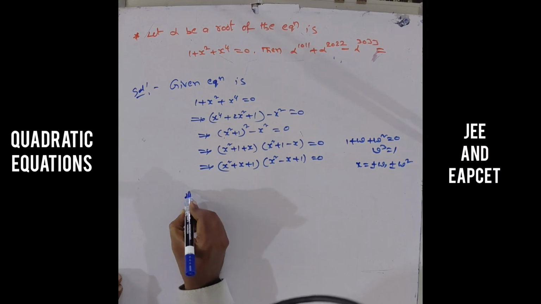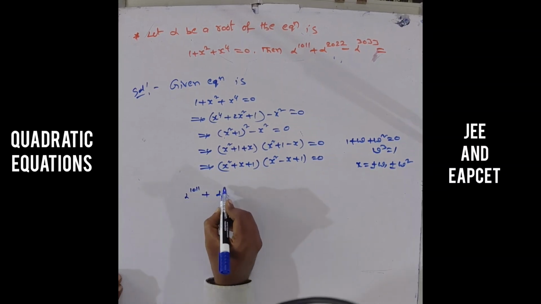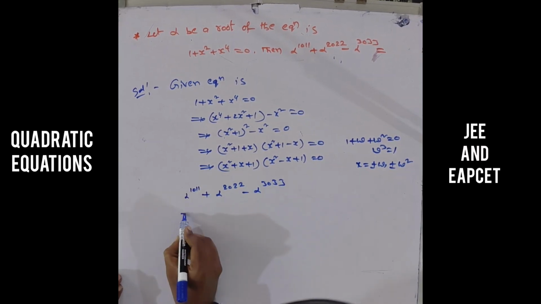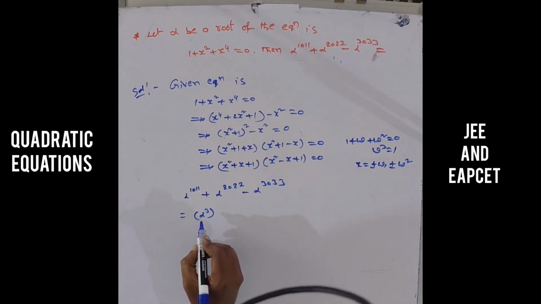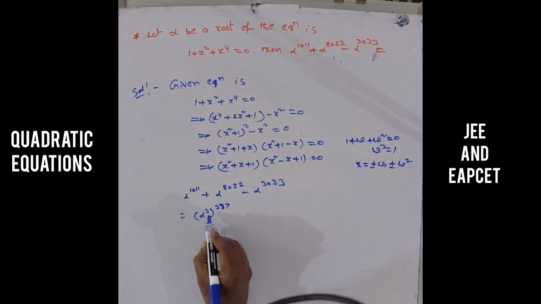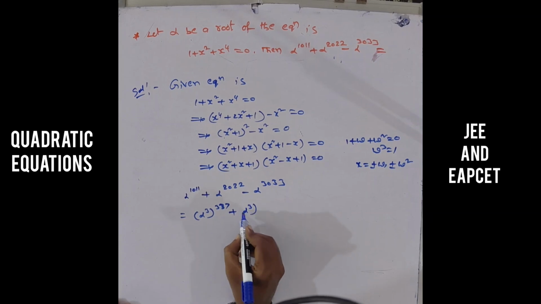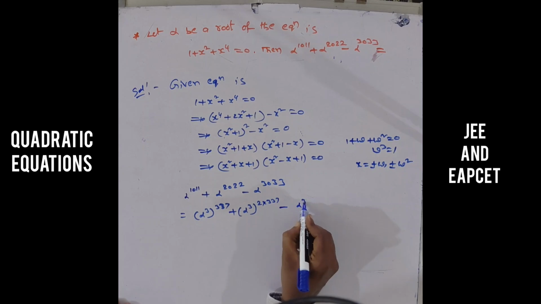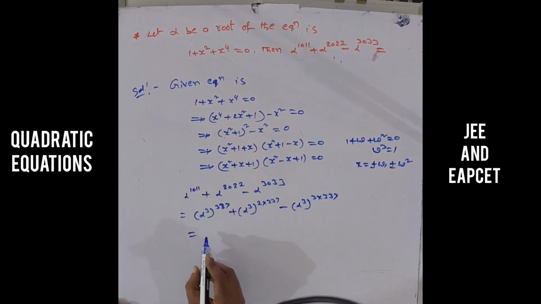If you find alpha power 1011 plus alpha power 2022 minus alpha power 3033, that is equal to alpha cube whole power 337, 337 into 3 is 1011, plus alpha cube whole power 2 into 337 minus alpha cube whole power 3 into 337. Alpha cube value is 1.